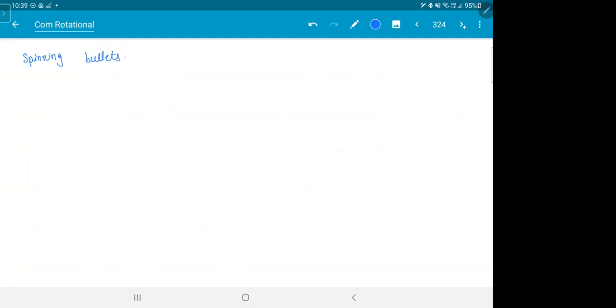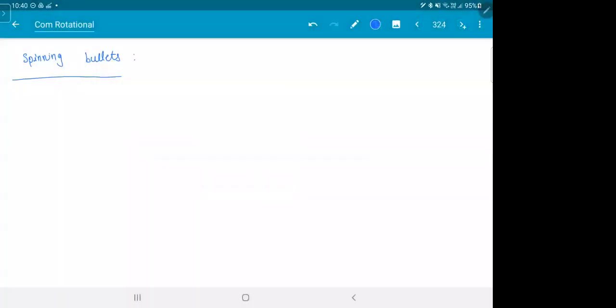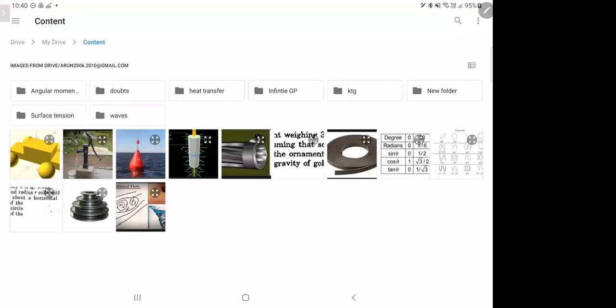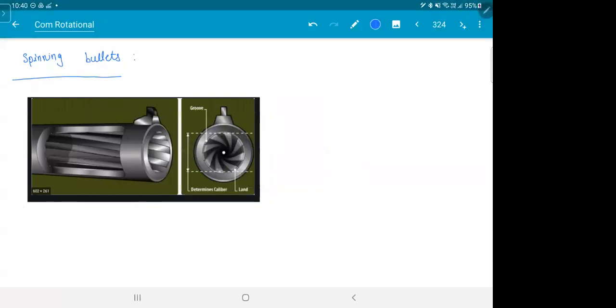Spinning bullets. Normally whenever you fire a gun, the bullet doesn't just come out, it actually comes out spinning. If you ever see the gun's barrel, this is how the barrel actually looks. It's not a smooth tube or something. It actually has grooves inside. So when the bullet comes out, it doesn't come out straight. It comes out rotating.